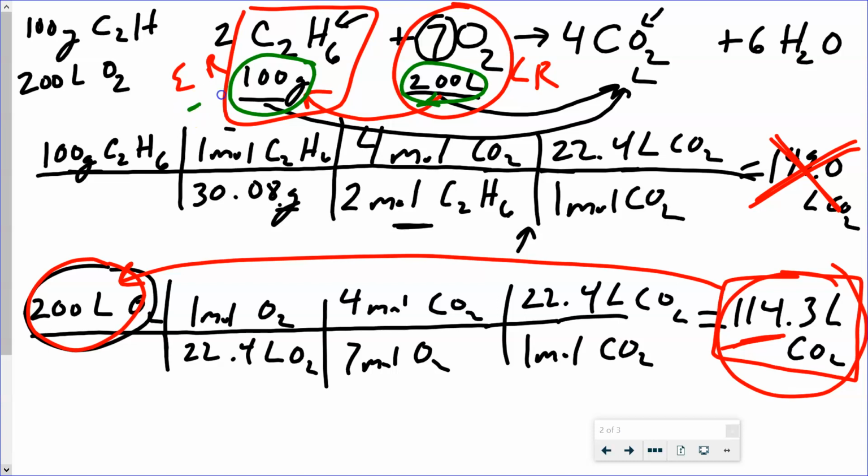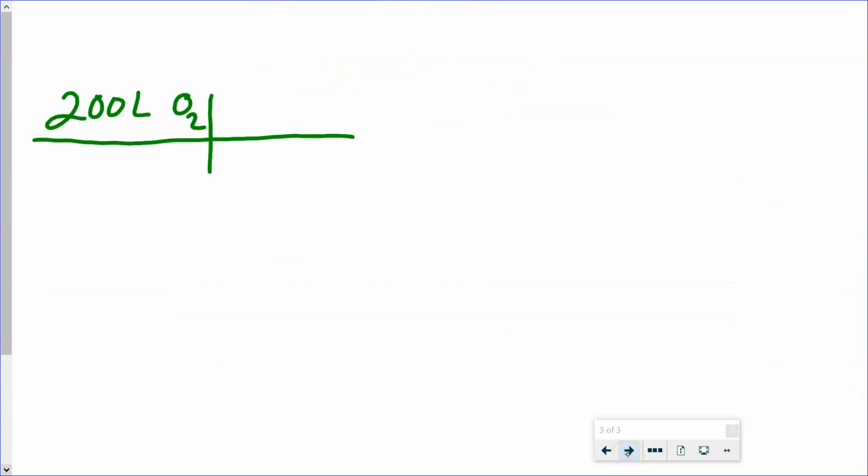If this amount here had been in liters or maybe in moles for some reason, then that's what we would solve for. So whatever our excess reactant units are, that's what we want to solve for when we're going from the limiting reactant amount to the excess reactant amount. So let's set this up.